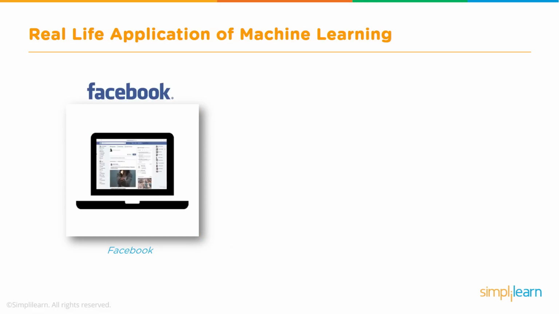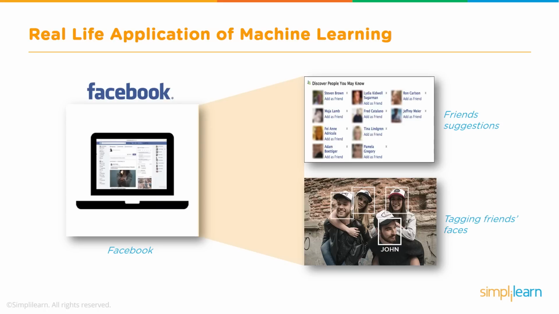Say you uploaded a photo onto Facebook. As soon as this photo is uploaded, Facebook is able to tell who's in the photo. How is Facebook able to do that? Or how is Facebook able to suggest friends on the basis of the profiles you've gone through, your mutual friends, or the locations you've been to?